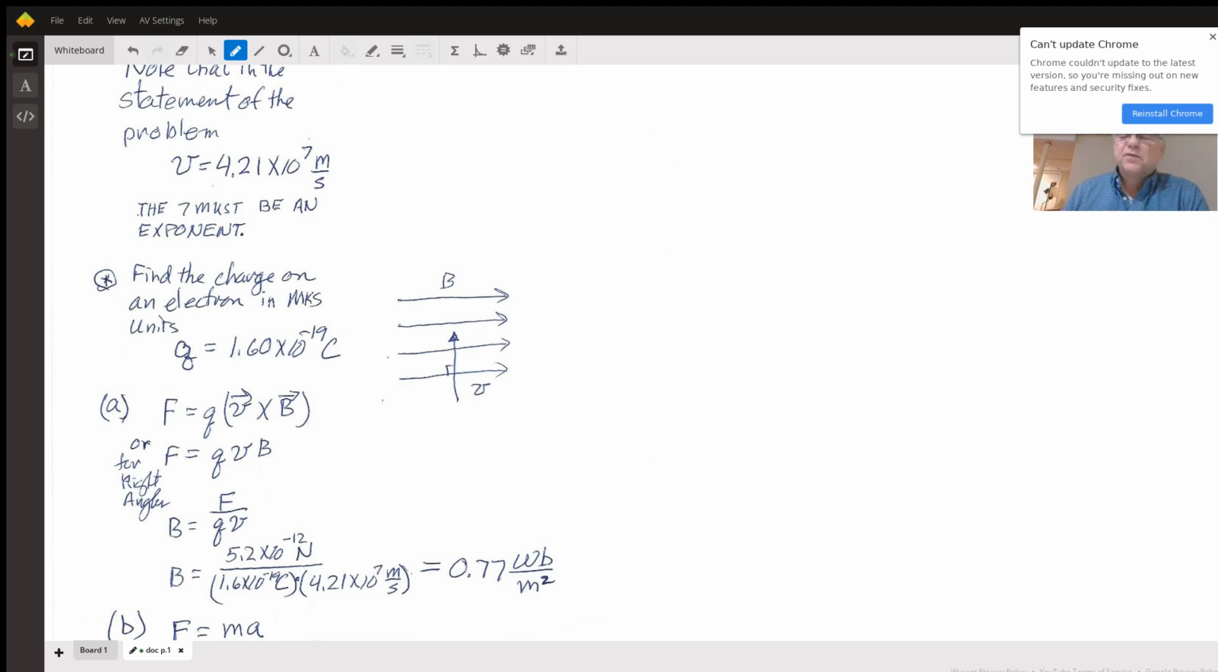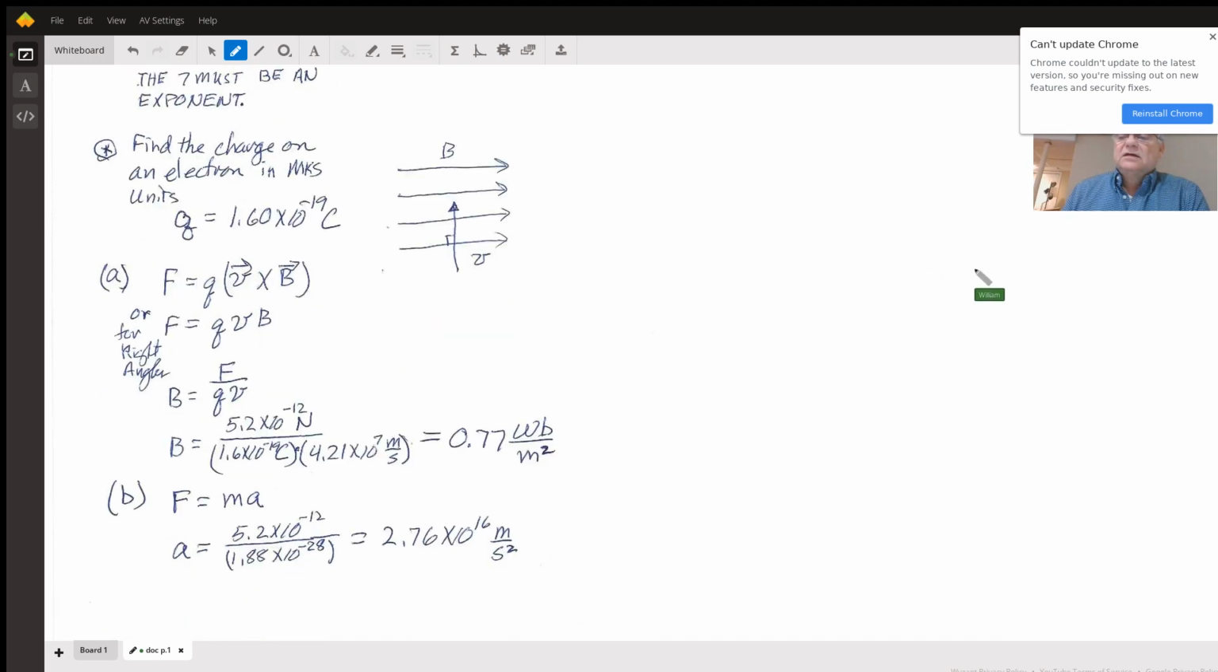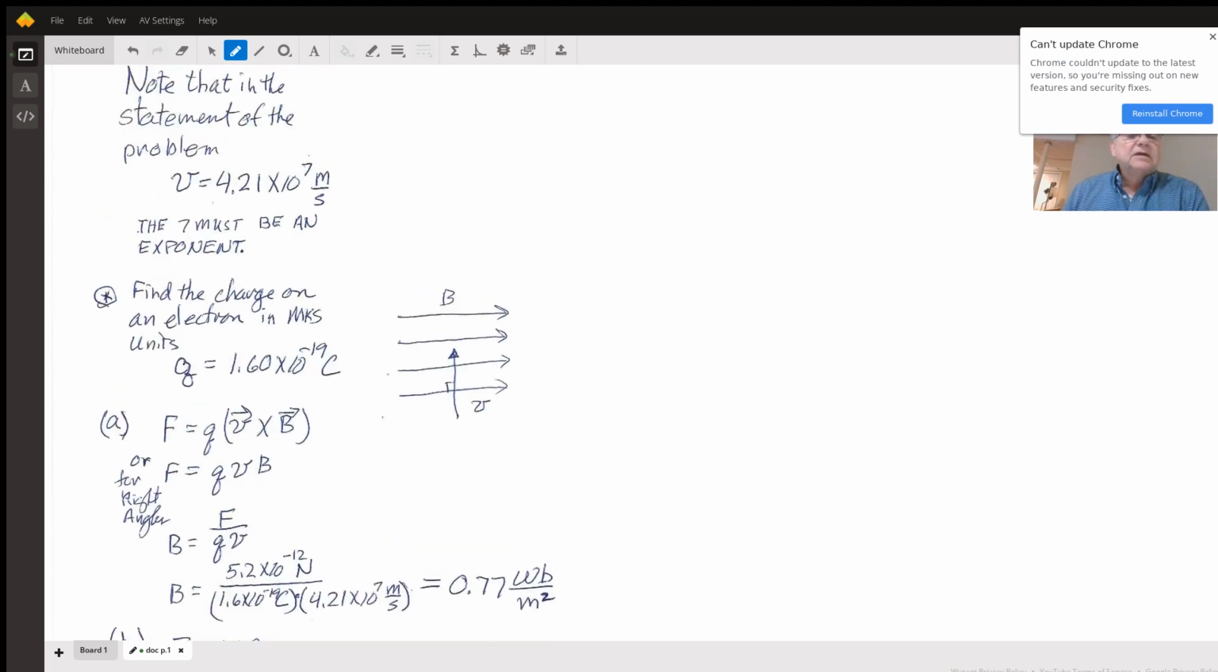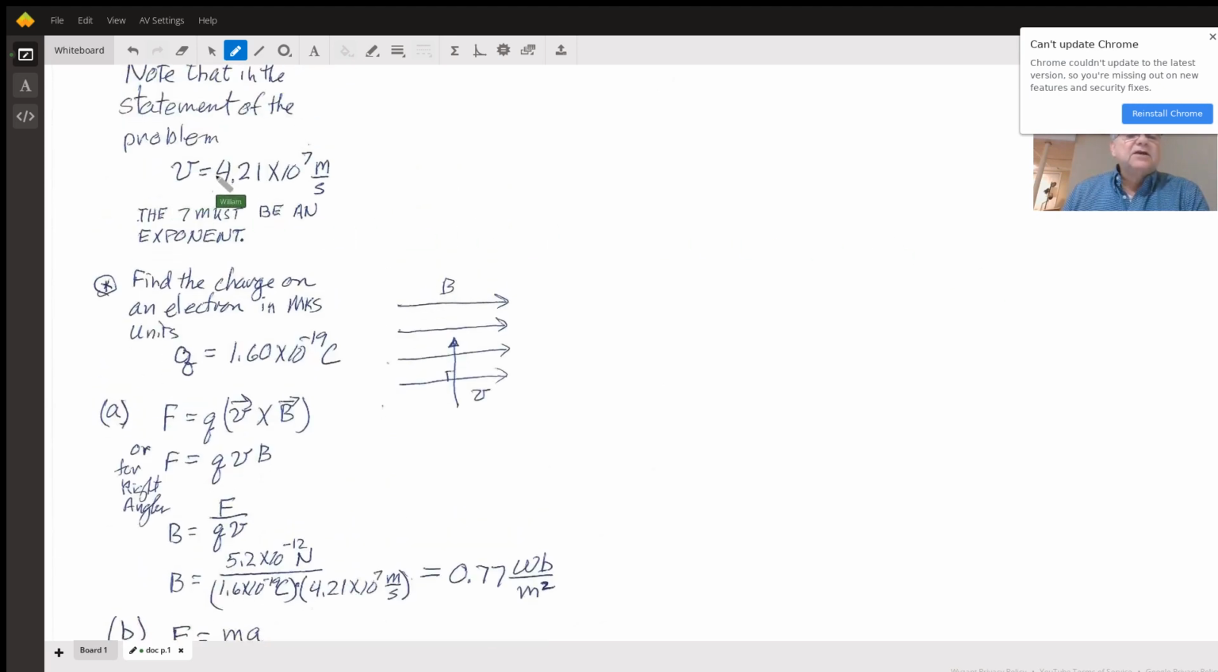This is a fairly simple problem if you recognize that the velocity and the magnetic fields are at right angles. Take a look at the setup of the problem. The velocity is equal to 4.21 times 10 to the 7th meters per second. As I said, the 7 must be an exponent.